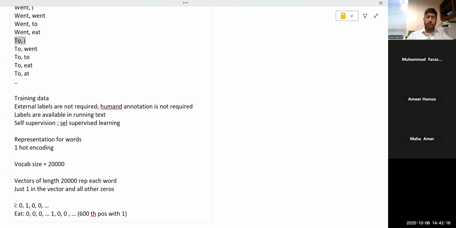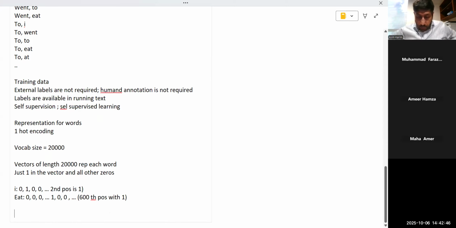all of these will now be represented as one hot encodings. So now you have vectors for these words. We don't have just words, but now you have vectors which are numbers, and of course neural networks can process numbers. Okay. So now let's look at the neural network.